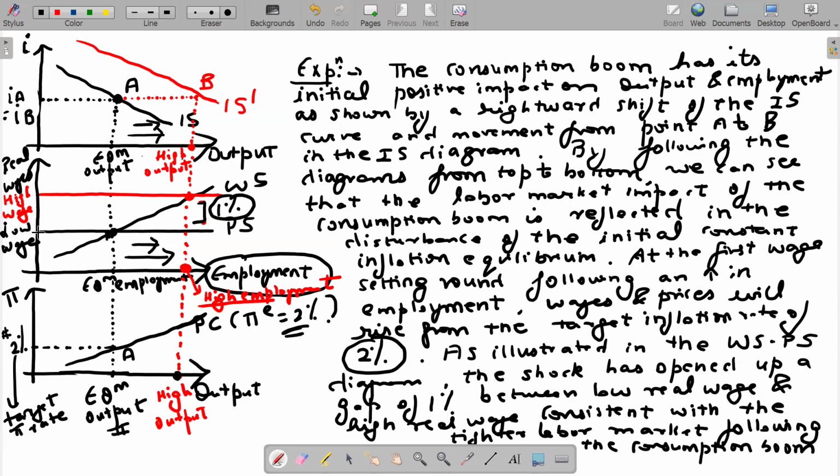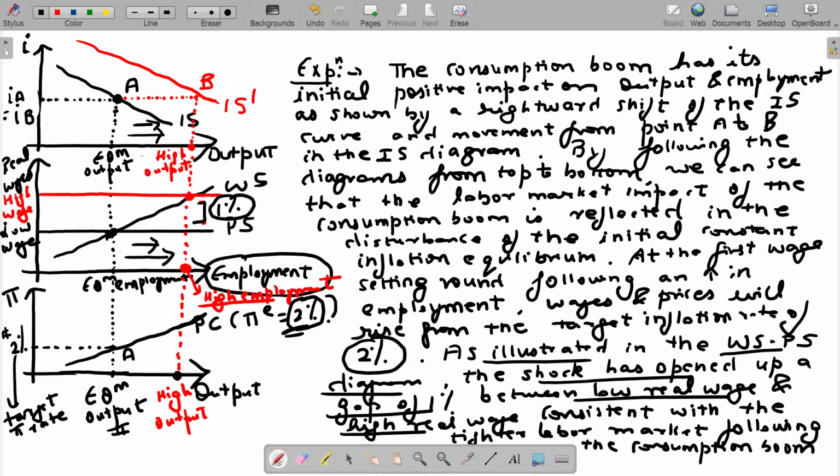So I am reading it once again: as illustrated in the wage setting price setting diagram, the shock has opened up a gap of 1% between the low real wage and the high real wage. This is given to us. We are assuming that the high real wage goes up by 1% compared to the low real wage. And it makes sense also, because workers start demanding higher nominal wages, and higher nominal wages also lead to higher real wages if we are assuming inflation to be constant at 2%.